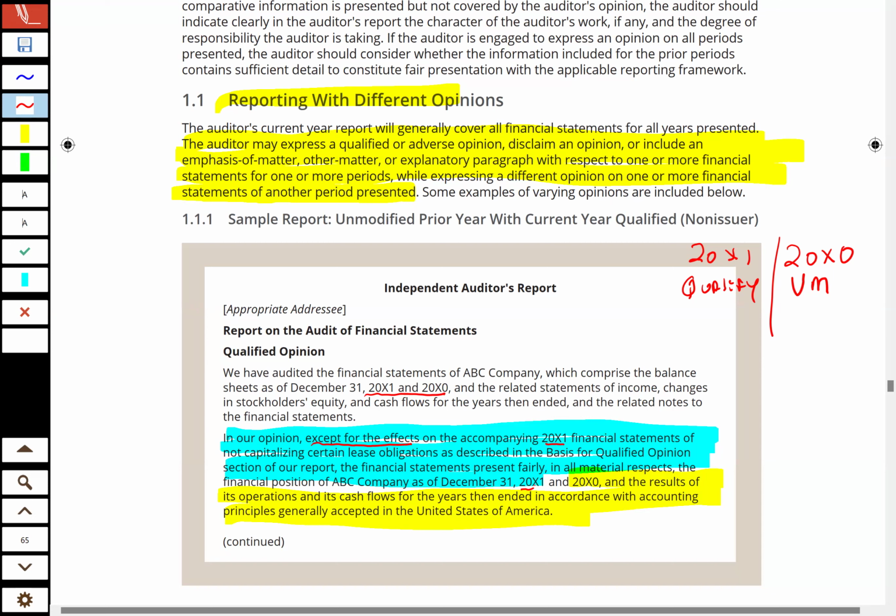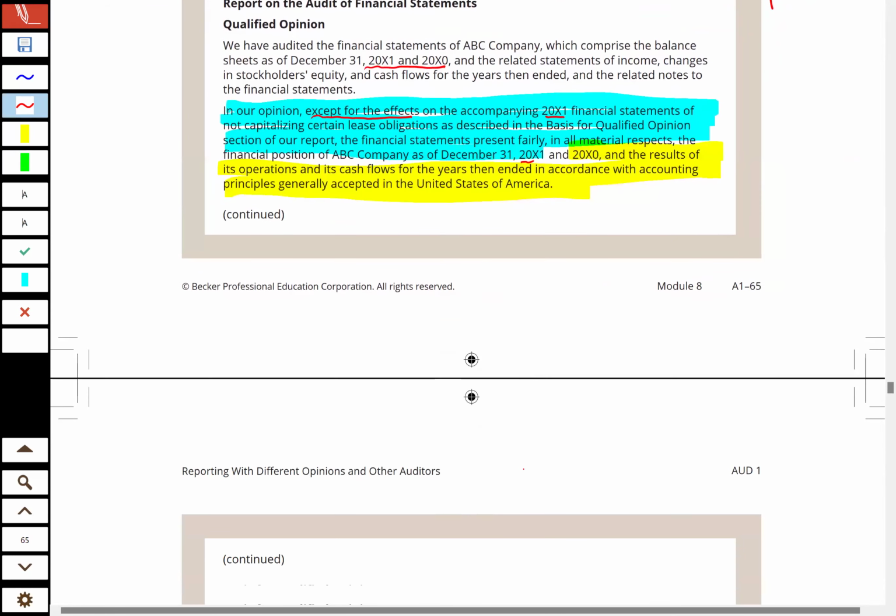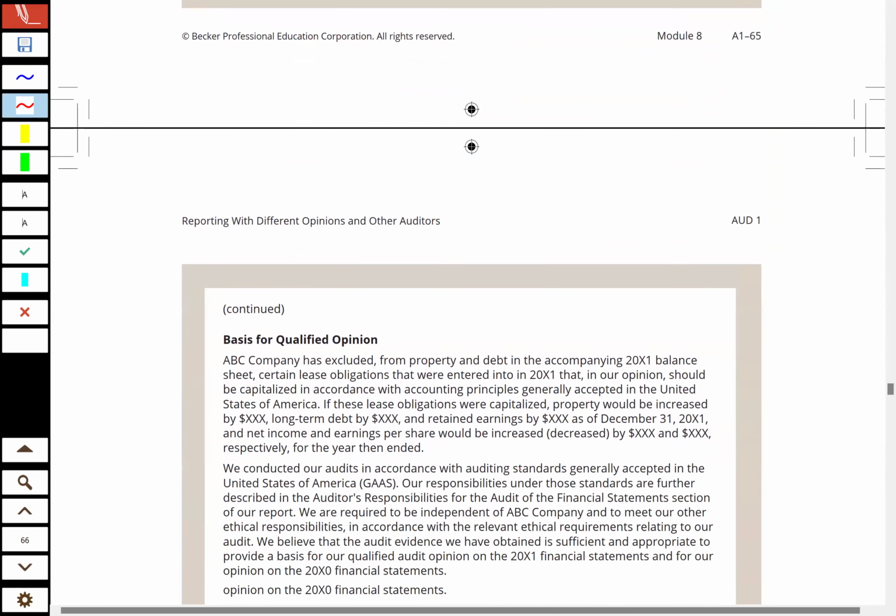And it's just like if you had a qualification for one year, you call it out for X1, and then you just carry on and you finish the rest of the audit report the way you've memorized. For X0, the results of operations, the statement of cash flows, you just limit your qualification to the one year.